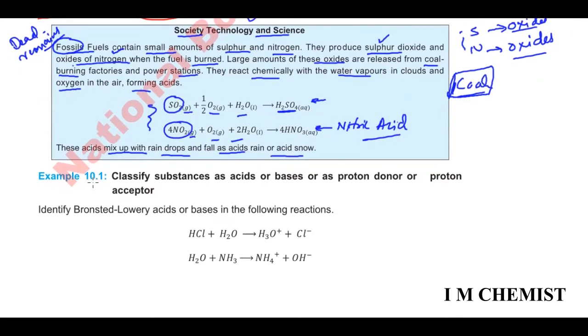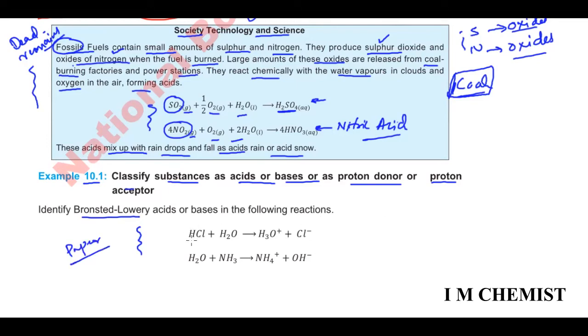Now we have example 10.1: classify substances as acids or bases, proton donor or proton acceptor, and identify Bronsted-Lowry. अच्छा, इसमें कोई मसला तो नहीं है सोसाइटी टेक्नोलॉजी के अंदर? No, so it's clear. Okay. I said these questions are very important. From paper point of view, these questions are important.